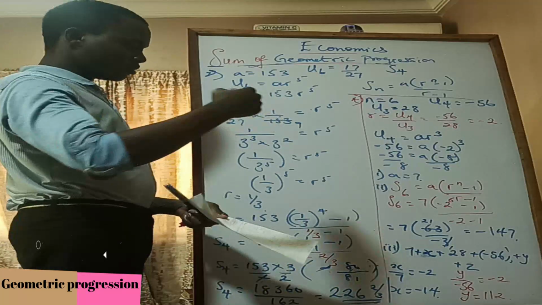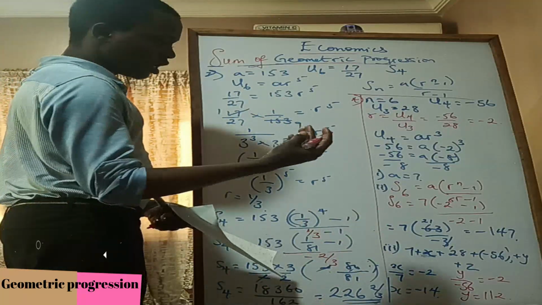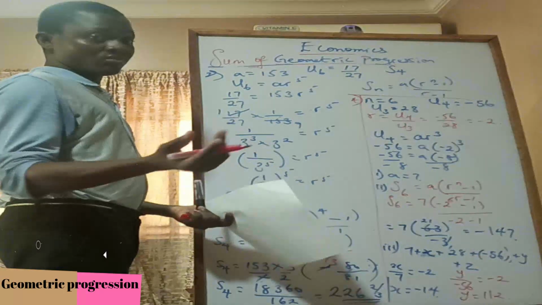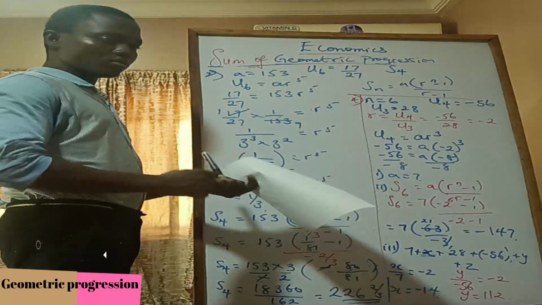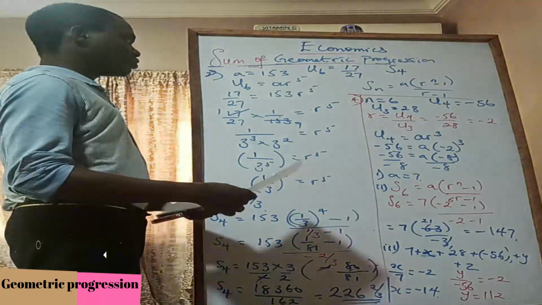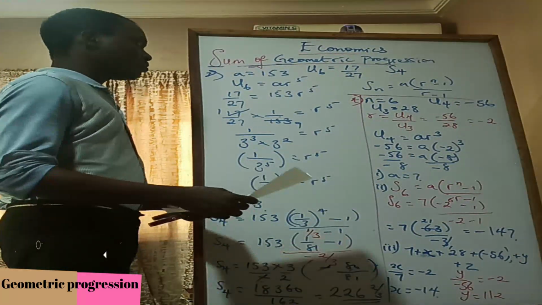So X is going to be minus 14, Y is going to be 112, Z is going to be minus 224, because of the common ratio. So once you understand GP very, very well, that is not going to be a problem. So with this, we've come to the end of GP.